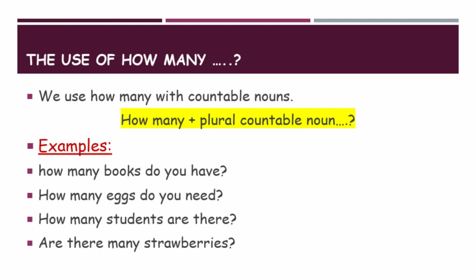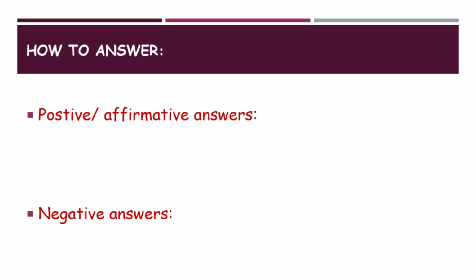Again, are there many strawberries? Are there many strawberries? So look at the verb to be here. We didn't say, is there many strawberries? Why? Because we use many with countable nouns, and those nouns should be in the plural form, which means again we cannot use is. Is is always for the singular. Are is always for the plural. Okay? And again, how to answer these questions?